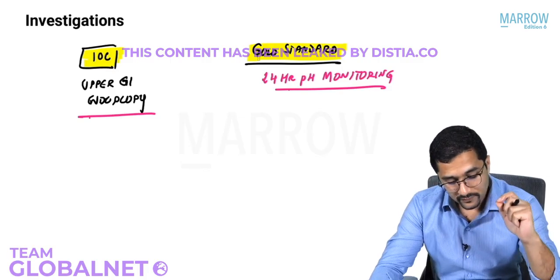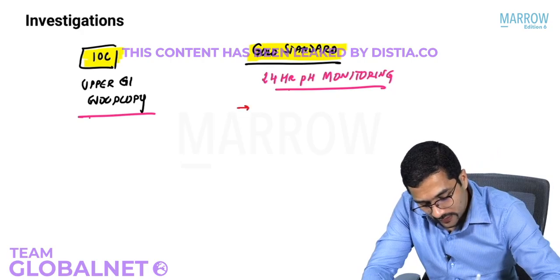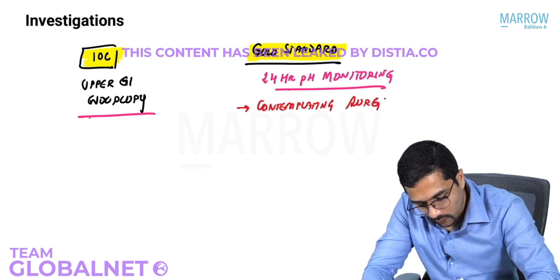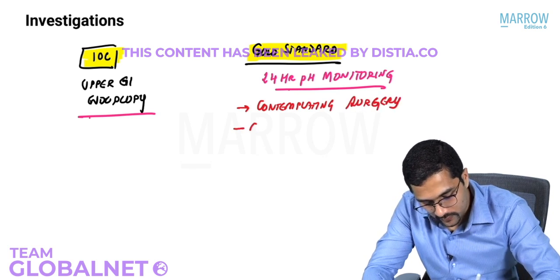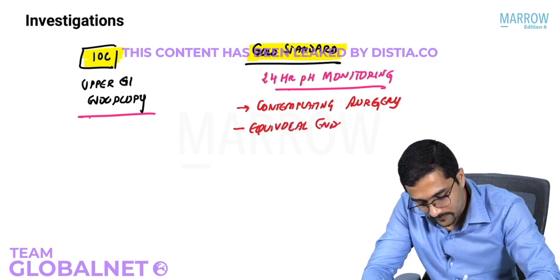Now, this 24-hour pH monitoring is usually done if we are contemplating surgery in the patient, or if there are equivocal endoscopy findings.